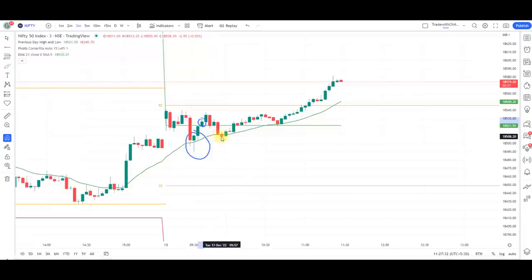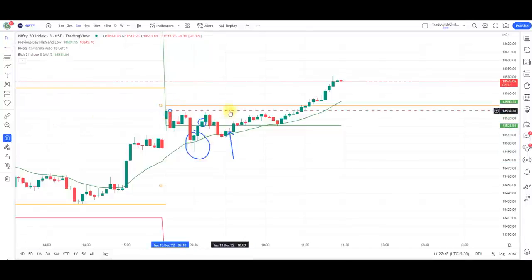And I got my second entry again at the pullback, where this green candle closed above the 21 days moving average. I entered above this green candle, and once this high is taken away, I entered again into the second trade and I booked my profits exactly at this level because this is a minor resistance zone. So I booked my profit here.